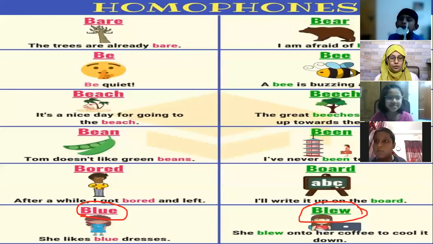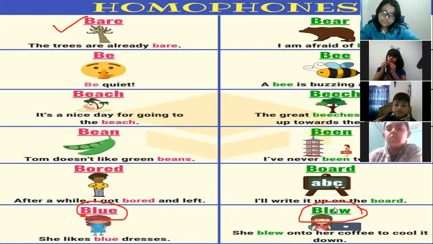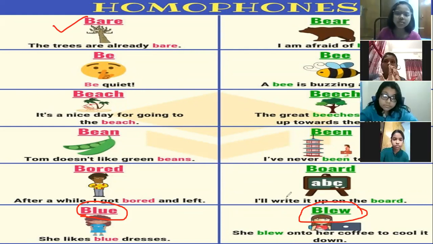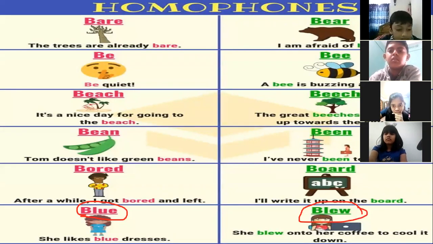Past participle form, not the future form. Okay, Alif, pronounce this word. Okay, Miss, bear. Okay, very nice. Okay, now Dilshan, pronounce this word. Bear. Dilshan, pronounce this word. Blue. Unmute yourself. Blue. Blue. Very good. Yes.